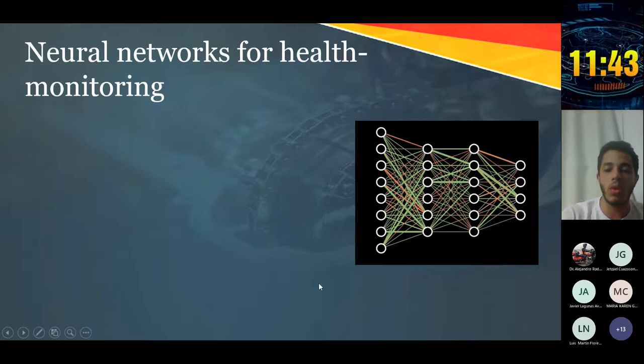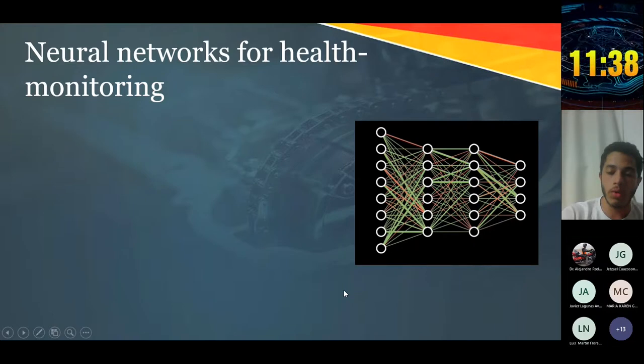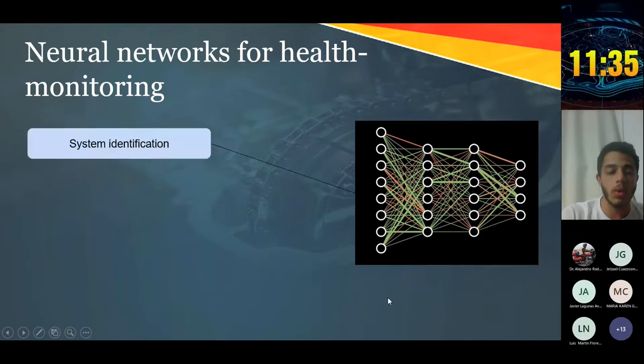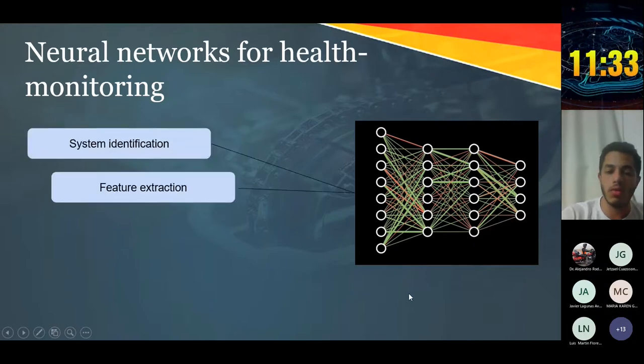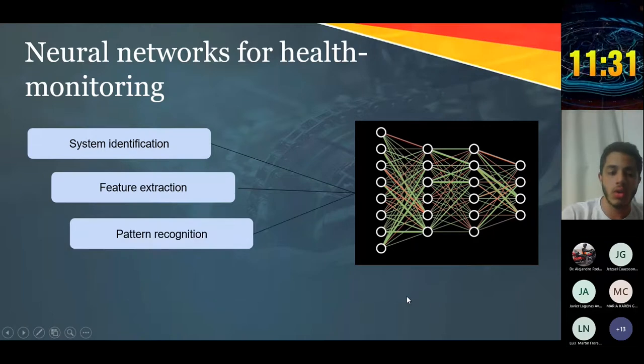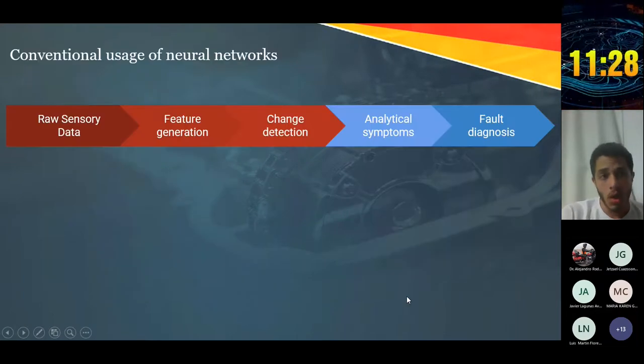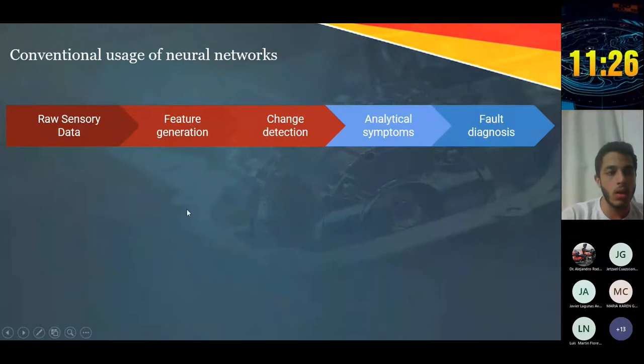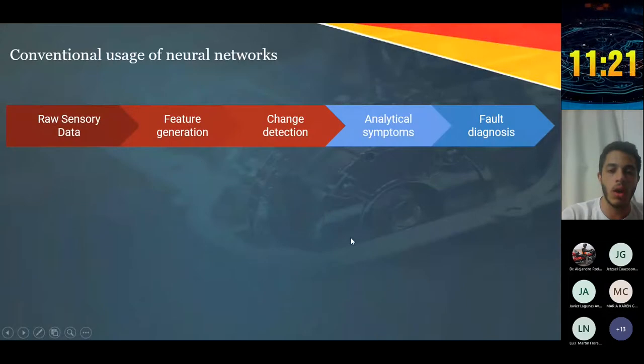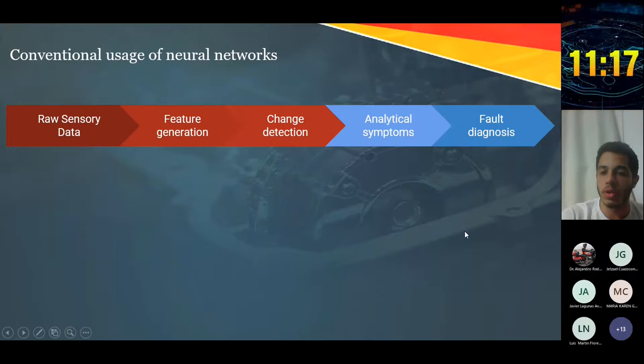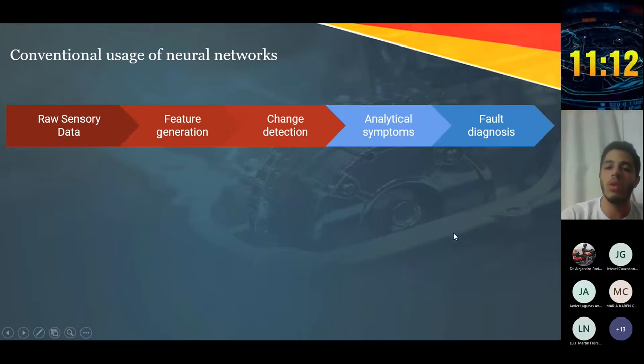They have been used widely for fault or health monitoring purposes, due to their capabilities in system identification, feature extraction, pattern recognition, and classification. Unluckily, the conventional usage of neural networks was only limited to the end of the spectrum of fault diagnosis, which corresponds to mapping the analytical symptoms into corresponding faults.